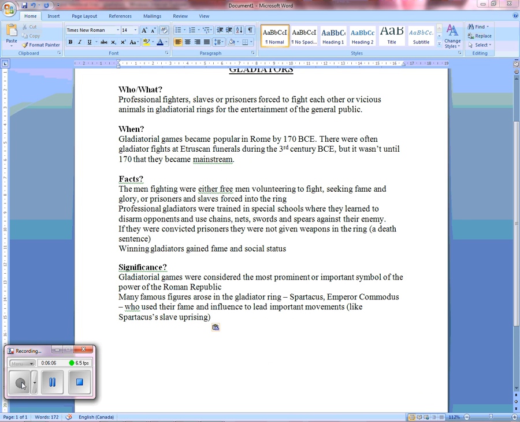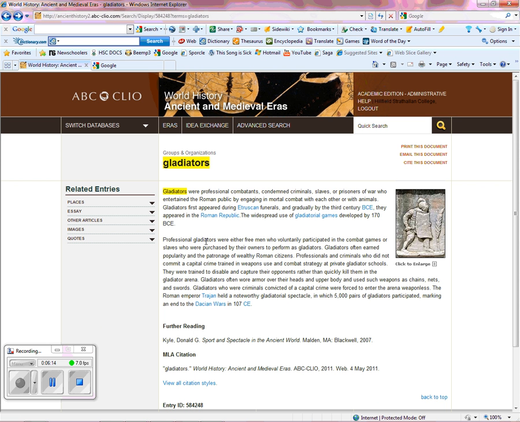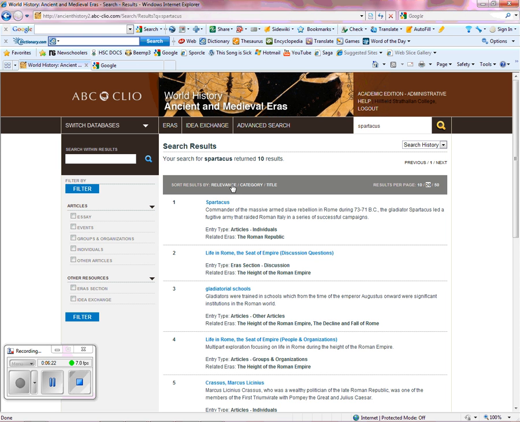Now, I know about the gladiator Spartacus because that's a household name, common knowledge about Roman gladiators. So since it's not really in this article, I'm just going to search up Spartacus and see what comes up. So right away you can see on the results page a little synopsis of who Spartacus was, and he was the commander of a massive armed slave rebellion, and it automatically says here the gladiator Spartacus.